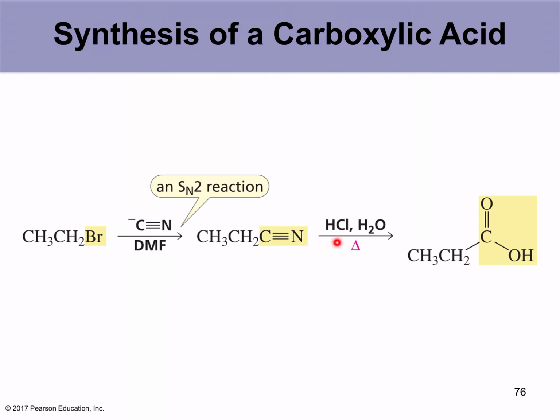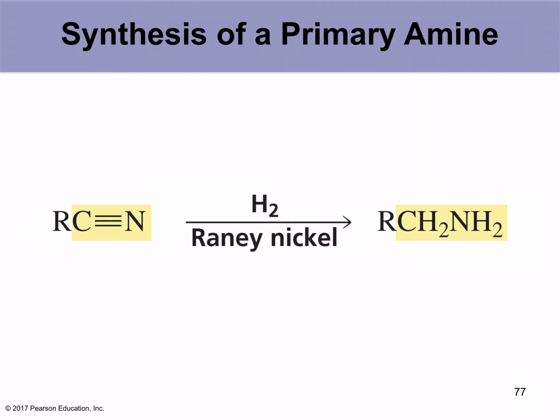When you heat the nitrile in the presence of acid, it gives you a carboxylic acid. So by this reaction, an alkyl halide with 2 carbons can form a carboxylic acid with 3 carbons: 1, 2, 3. We can synthesize a primary amine using a nitrile. Using hydrogen and Raney nickel will reduce the carbon-nitrogen triple bond to RCH2NH2. It's a primary amine.